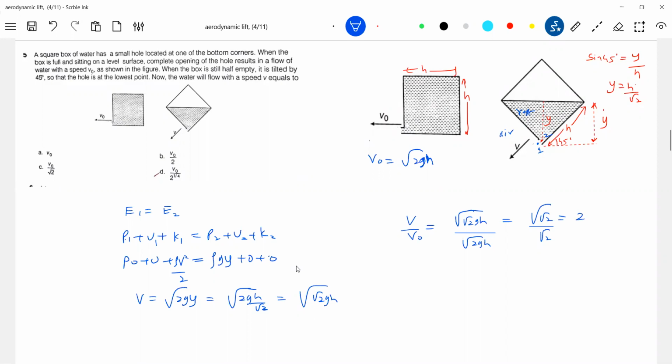Now this will be how much? 2 to the power of 1 by 4 it is. Minus 1 by 4.